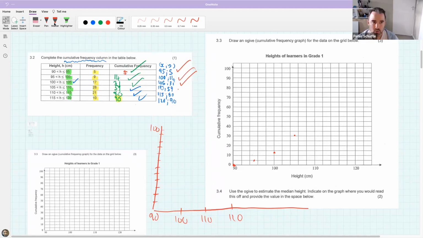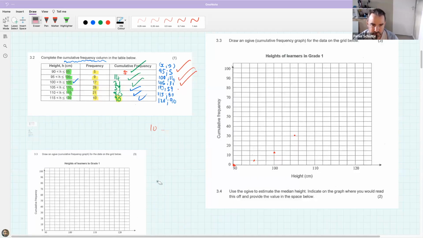Just a reminder, you are drawing up your own scale and you are putting in the points from my table, and I've put 3 for you, and you need to put another 3 starting with 110.59. 15, 80, and 120.